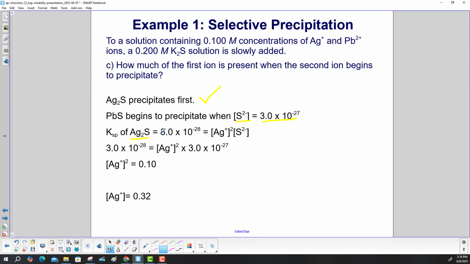KSP of silver sulfide is 3.0 times 10 to the minus 28, and that will equal the concentration of the silver ion squared. And why is that? Well, we have a 2 over here in the formula. And then the sulfide ion. Plug in the numbers. We have 3.0 times 10 to the minus 28 equals the concentration of the silver ion squared times 3 times 10 to the minus 27th. We then get the concentration for the silver ion squared is 0.10. Take the square root of both sides, and our answer is 0.32.